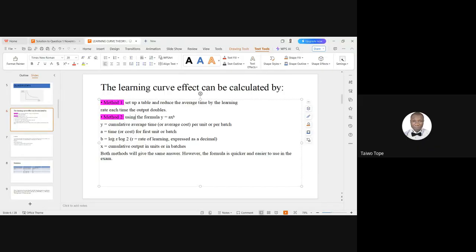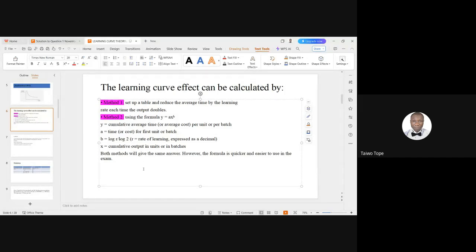And B is what? B is log r divided by log 2. Log 2 is always constant. Log r is the rate of learning, expressed as a decimal. If the rate of learning is 20%, that is 0.2. If the rate of learning is 50%, that is 0.5. So you determine your rate of learning from the question when it is given. On your calculator you type log 0.2 divided by log 2, then you determine the value of B. And X is the cumulative output in units or in batches.